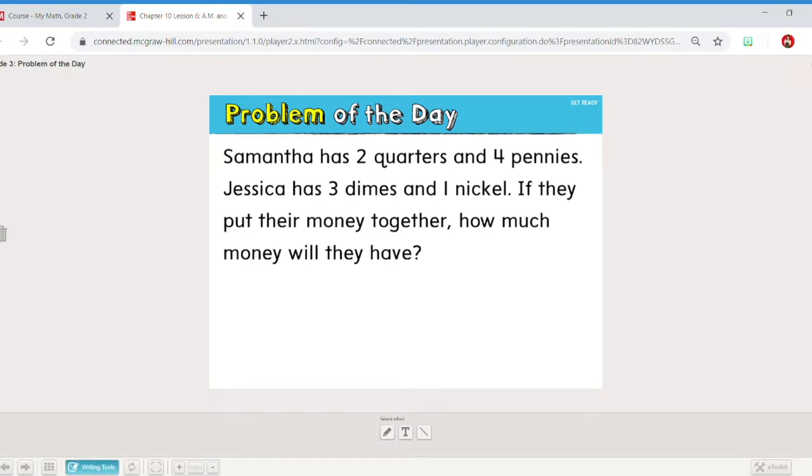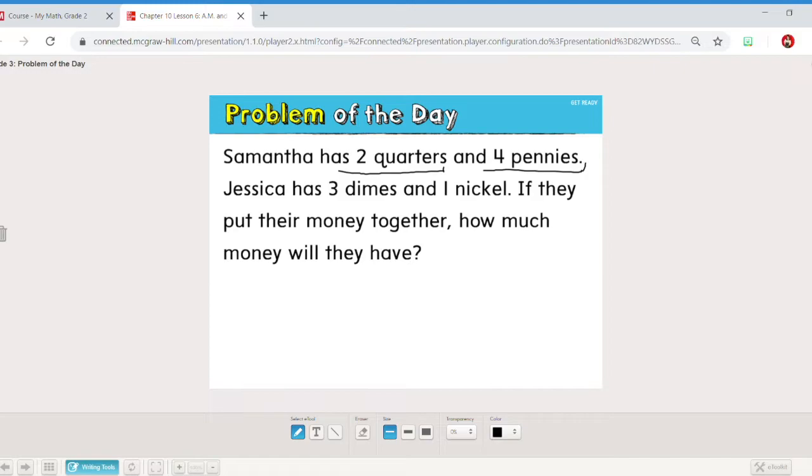Samantha has 2 quarters and 4 pennies. Jessica has 3 dimes and 1 nickel. If they put their money together, how much money will they have? Well, there's a lot of information in here. So let's get our pencils ready and underline the important things.